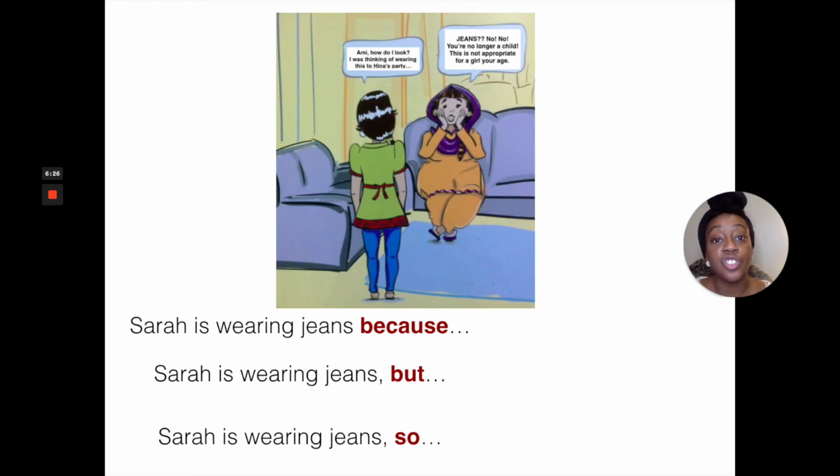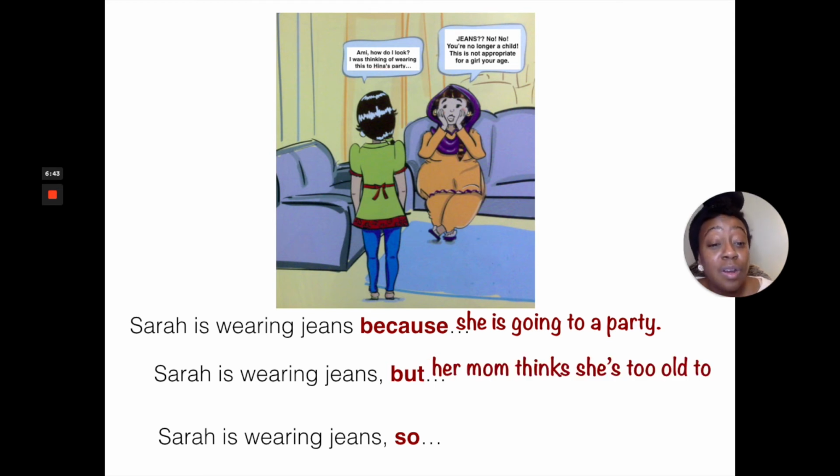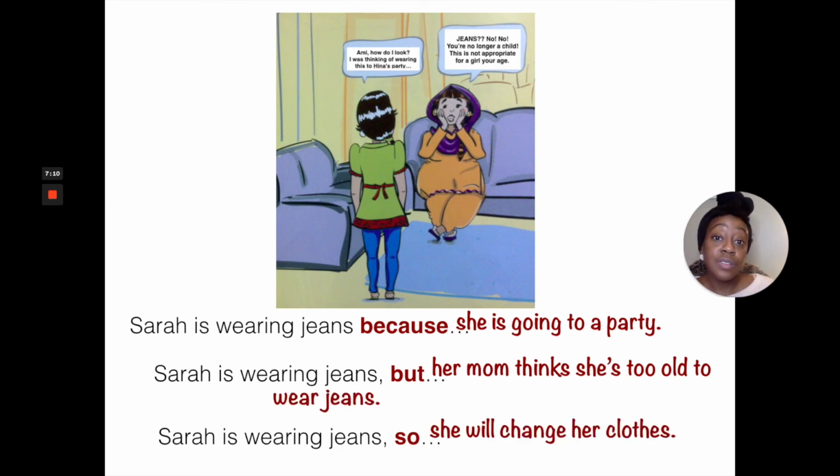Sarah is wearing jeans because, Sarah is wearing jeans but, Sarah is wearing jeans so. Sarah is wearing jeans because she's going to a party. Sarah is wearing jeans, but her mom thinks she's too old to wear jeans. Sarah is wearing jeans, so she will change her clothes.